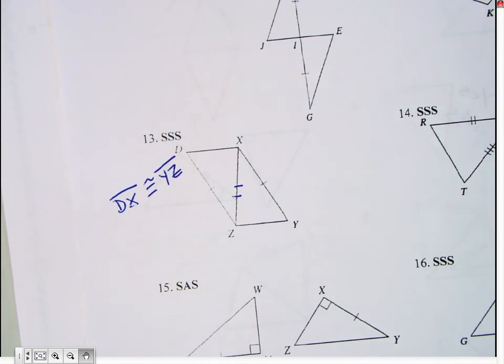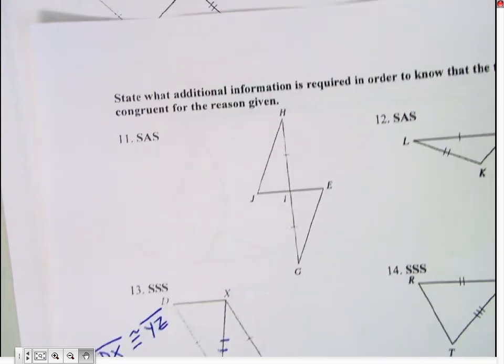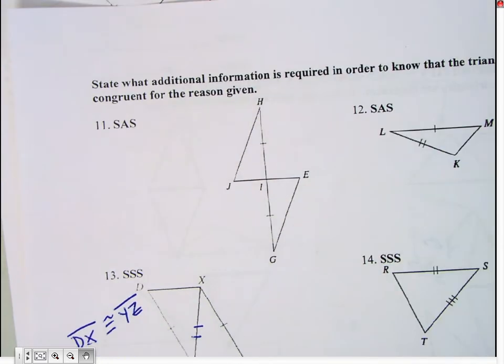Is there one more, either the front or the back, that you would like me to do? So look over it quickly. 11? You would like me to do 11? Okay, 11 is fine. We're looking at 11.